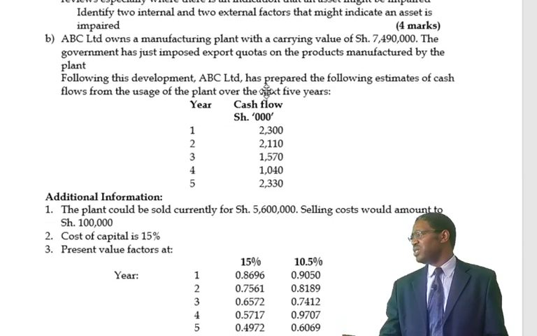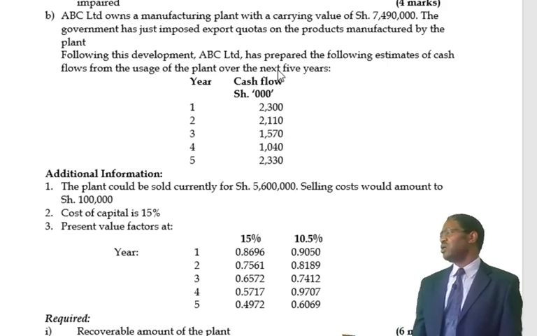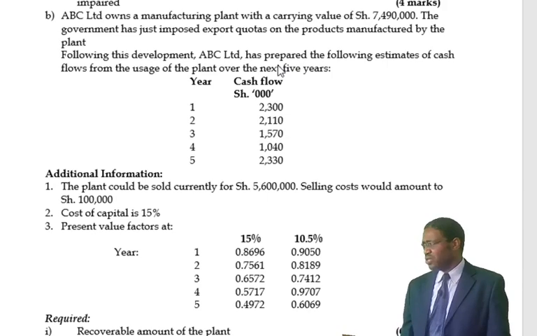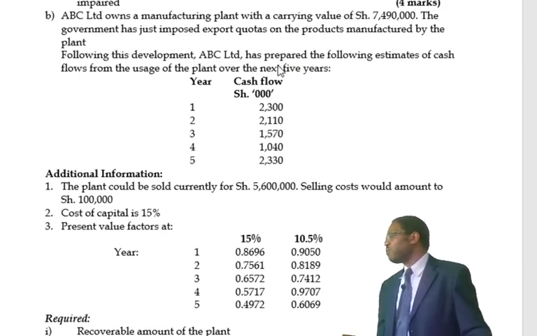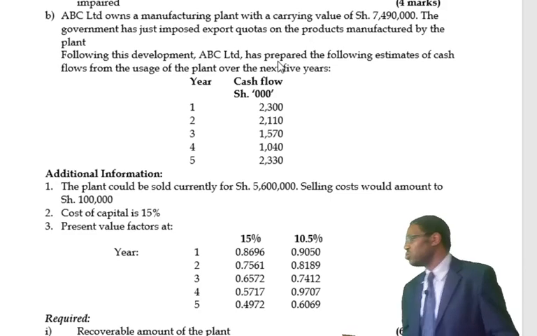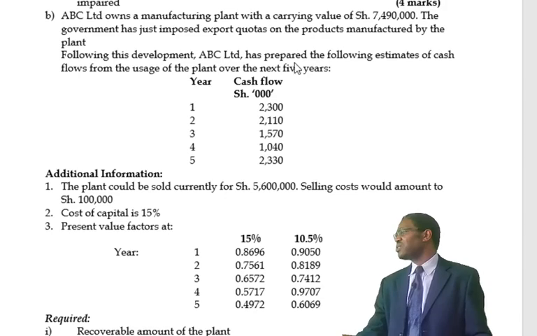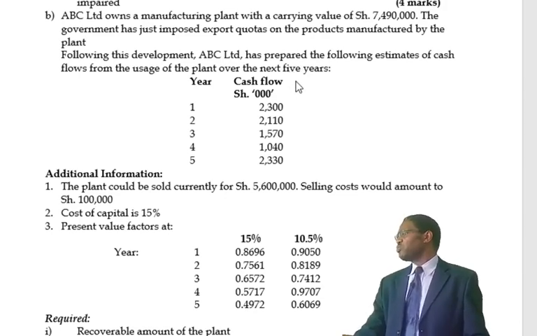And number B said that ABC Limited owns a manufacturing plant with a carrying value of 7,490,000. Then you are told the government has just imposed export quotas on the products manufactured by the plant.